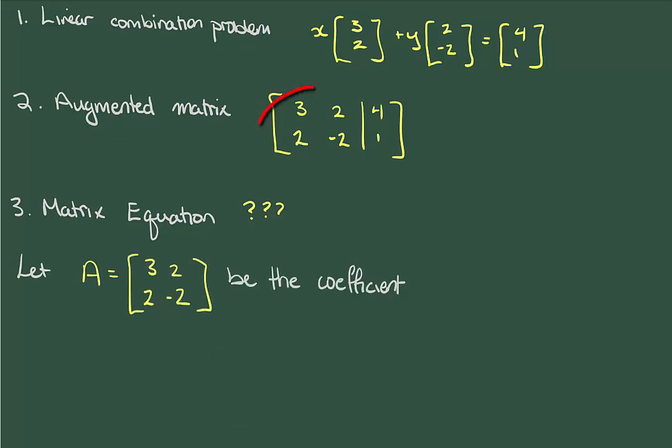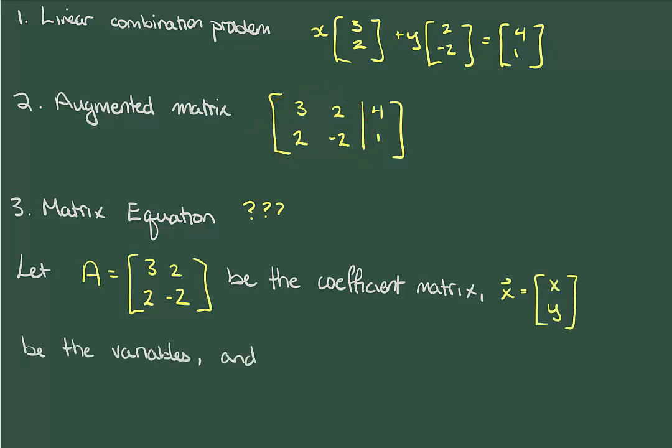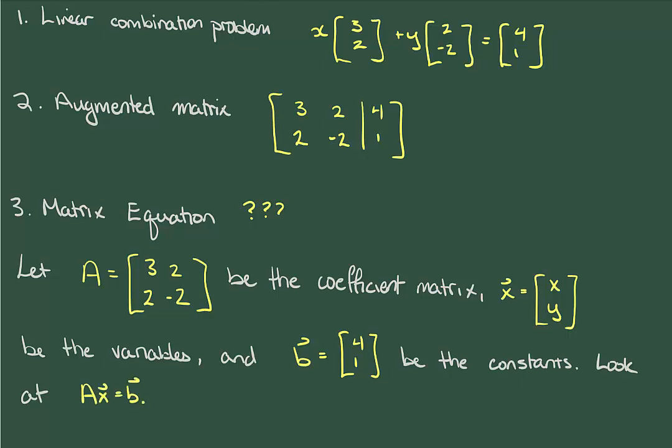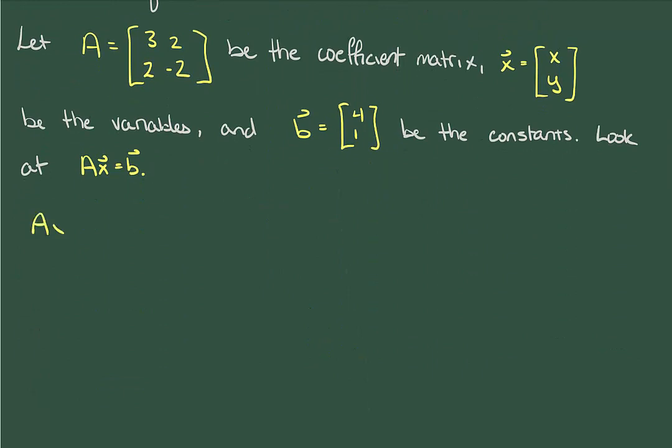It's just the coefficients of the variables of the linear system, and in fact, it's the left part of the augmented matrix. Let's take x to be the 2x1 vector of variables, and b is going to be the 2x1 vector of constant terms. So we're going to take a look at the equation Ax = b, and you should take a second to convince yourselves that the dimensions all match up nicely.